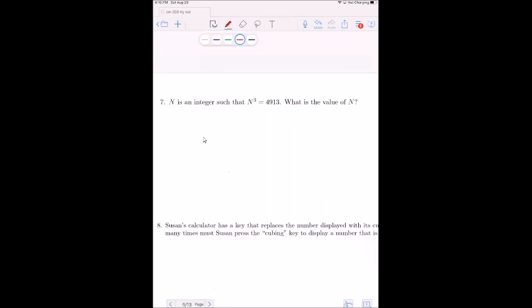Seventh one, question 7. n is an integer such that n cubed is 4,913. What is the value of n? What should it be? We don't have a calculator, right? So how can we do that?